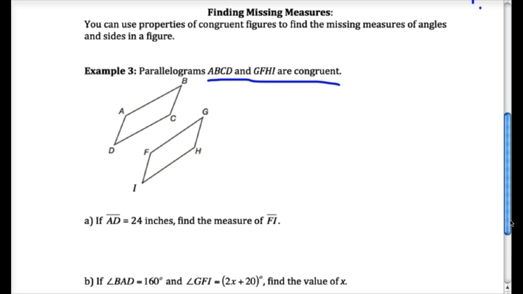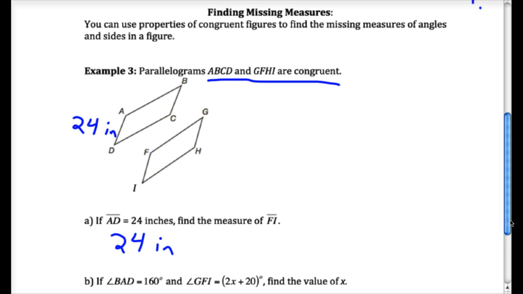All right. If AD is 24 inches long, find the measure of FI. So, everybody go to the top. Everybody label AD is 24 inches. Okay. If AD is 24, guess how long FI is? Why? Why are they the same? Because they're congruent, exactly. So, 24 inches.